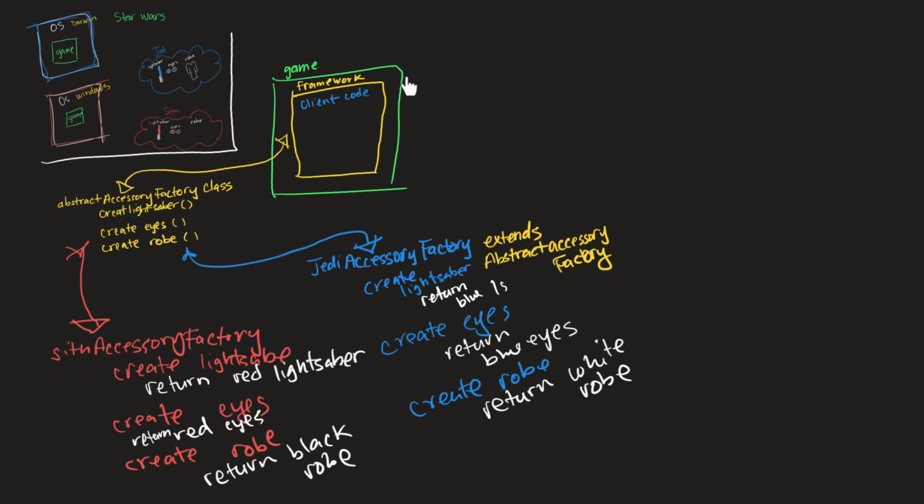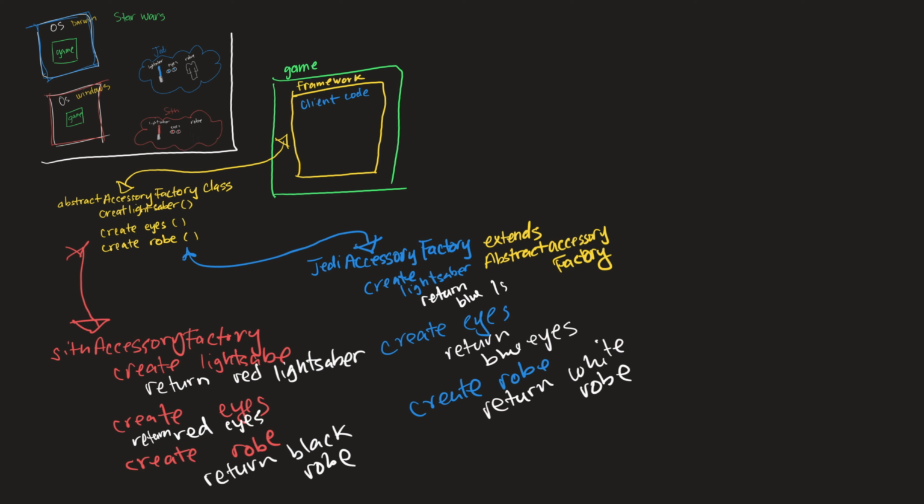Now, the framework is going to provide one of these factories to the client code, and that's going to just be dependent on the OS. So the framework's basically going to check the system's operating system, and if the operating system is Mac, it's going to provide this factory. And if the operating system is Windows, it's going to provide this factory.